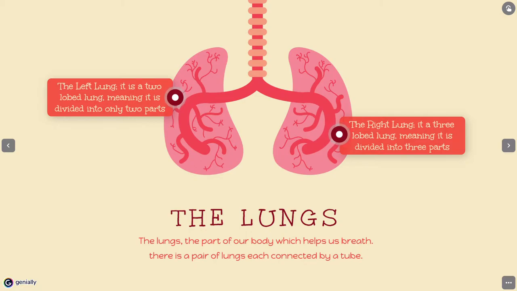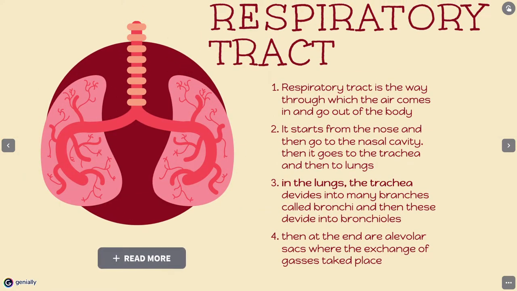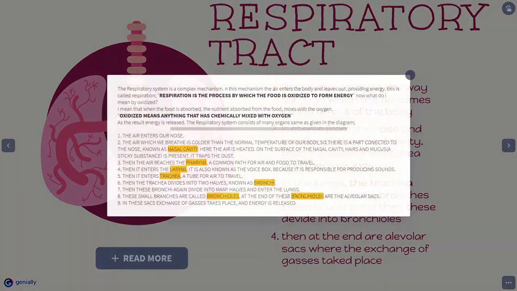This pair of lungs is part of the respiratory tract. Now, what is this respiratory tract? It is the way through which the air enters our body, means enters our lungs, and then goes back out of the body. Okay, so now let's read more about it.